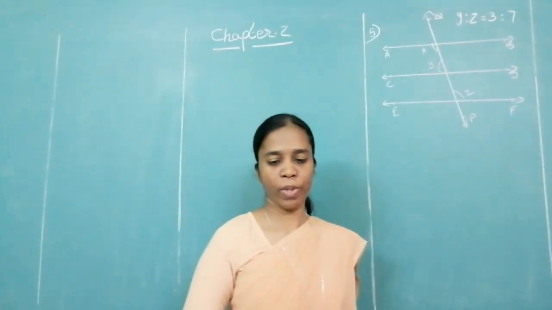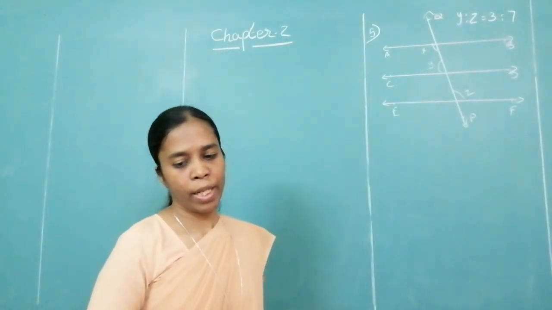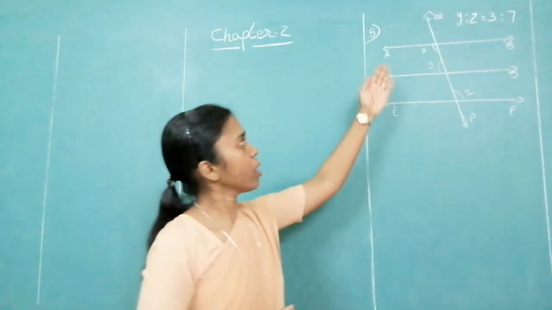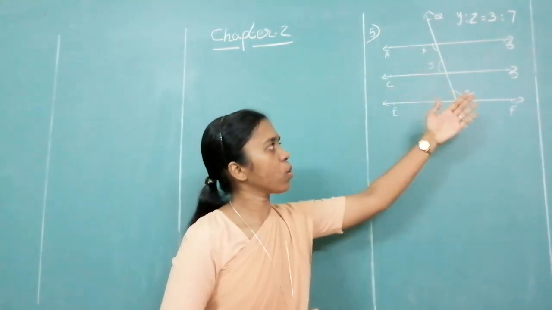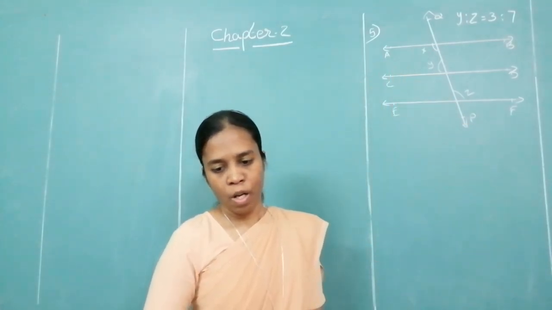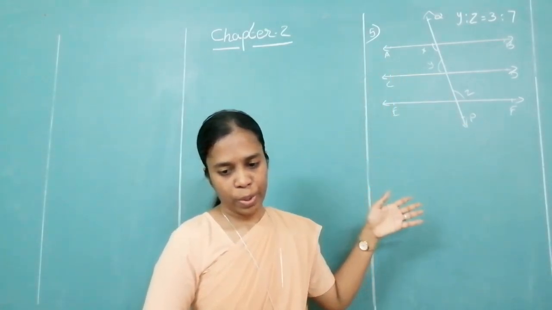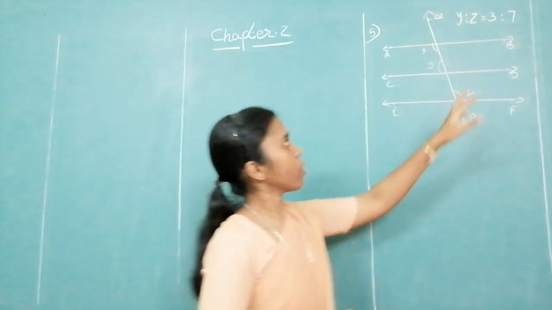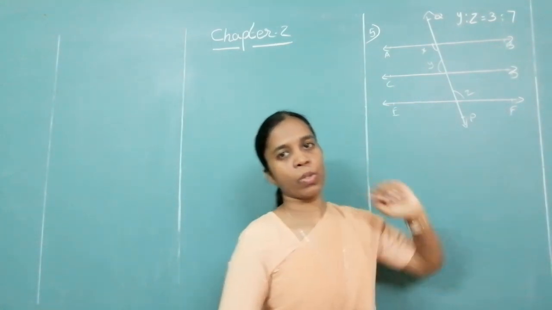Question number 5. I have drawn the diagram. Line AB parallel to line CD, parallel to line EF. All the lines are parallel. Transversal is QP. Y is to Z is equal to 3 is to 7.